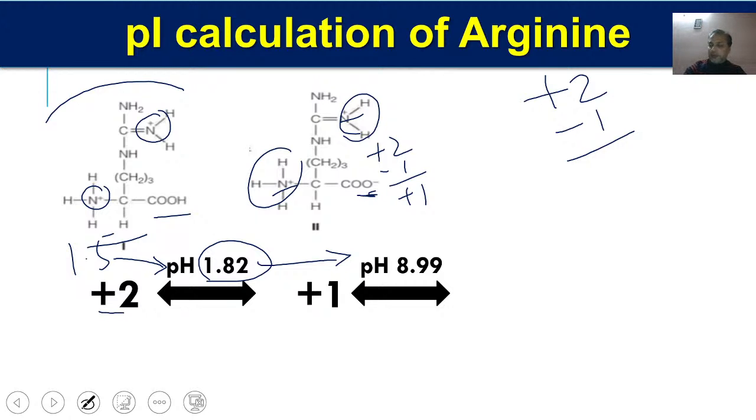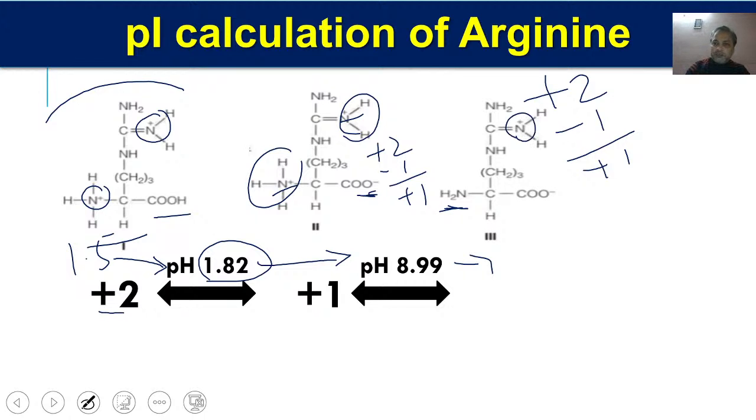The balance will be +1. Okay, so we are going to take the amino acid at a lower pH than this one. So another group has been dissociated. Now you can see how much overall charge it is having. So it is having only 1 positive charge and 1 negative charge, which means it is 0. So 0 charge.